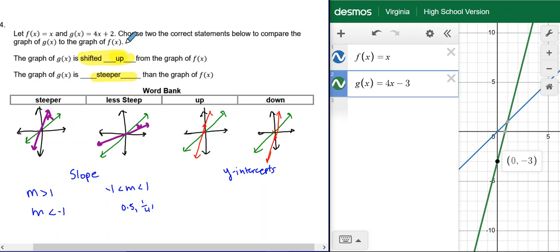Up and down is a lot easier. If your y-intercept is positive, you go up. If your y-intercept is negative, then it shifts down from the parent function.